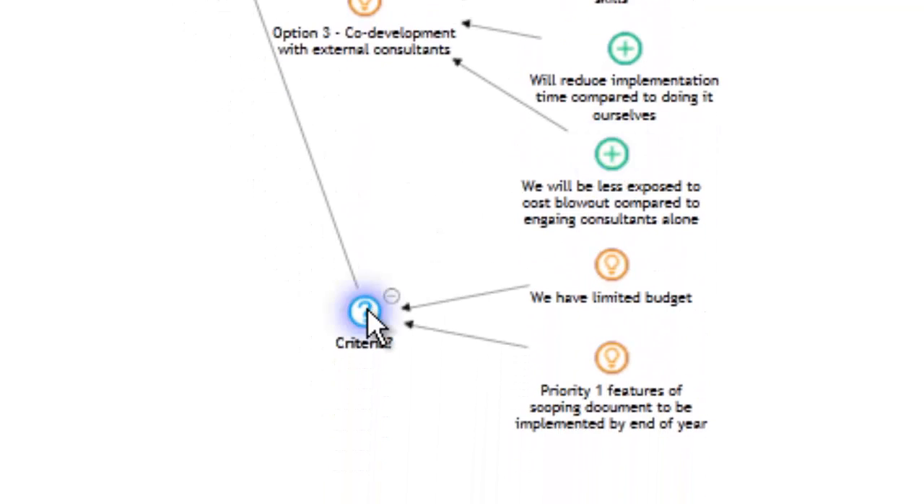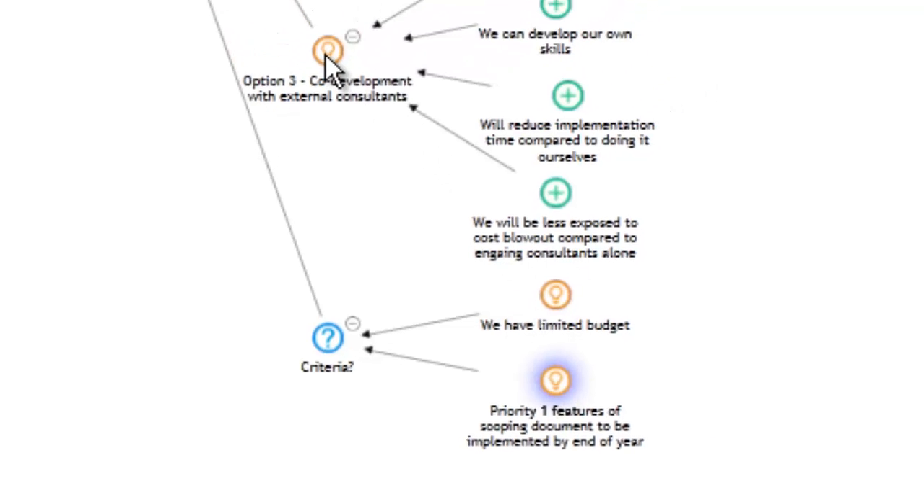This question here, because it links back to the main question, asks that regardless of what options we choose, what criteria do we have to abide by when making a choice of which option to go with? Which of the above options will fit within our budget and priority 1 features of the scoping document can be implemented by the end of the year?